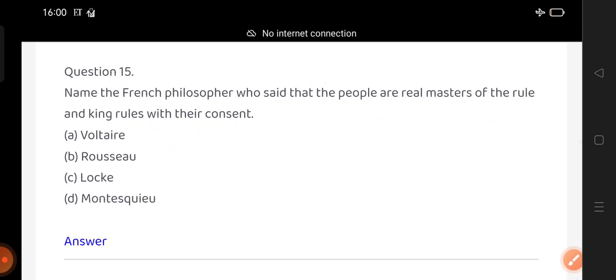Now 15. Name the French philosopher who said that the people are the real masters of the rule and the king rules with their consent. Who said this? Okay, Rousseau wrote about the social contract.